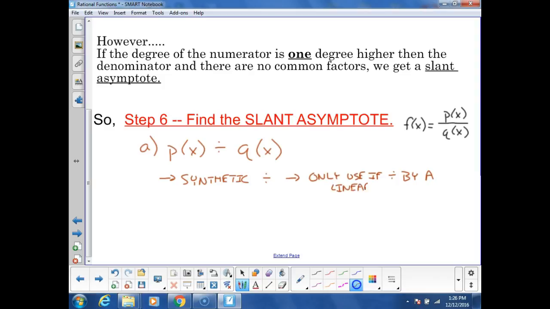Can you explain what a linear term is? What's the subword of linear? Line. So you're dividing by a line. So it's like y equals x plus 4, or 3x minus 2. You're dividing by a polynomial that's got a degree of 1.